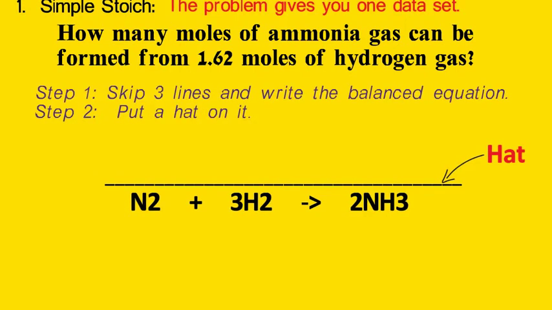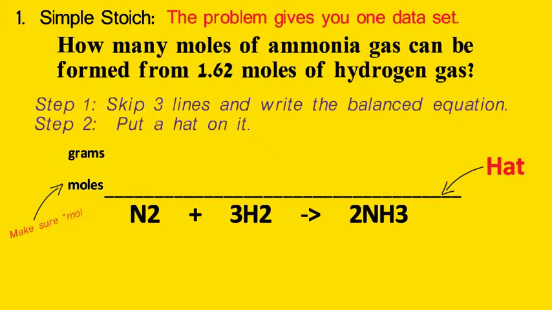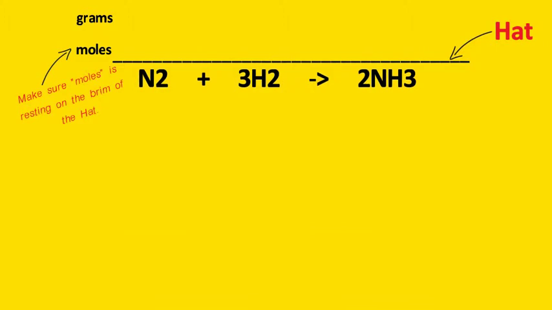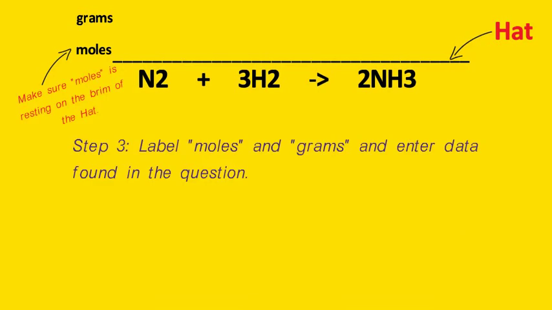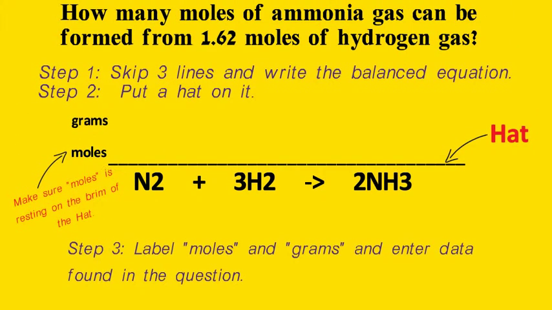Now, on those lines that you skipped, write grams and moles. Moles should be resting on the brim of the hat. Grams is above it. So step 3, label moles and grams, and then enter the data from the question. So 1.62 moles of hydrogen gas, let's write that in, and let's write what you're solving for. You are solving for X moles of ammonia, NH3. So write that as X moles.